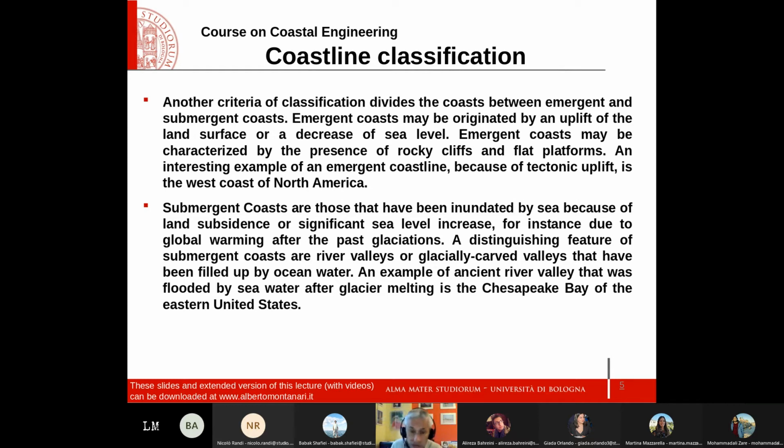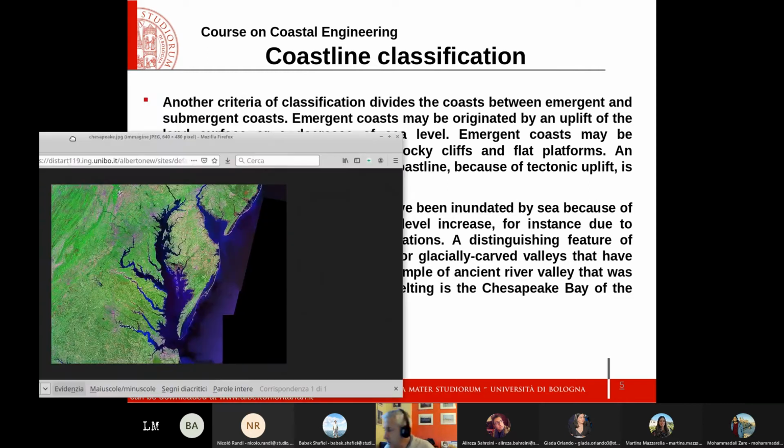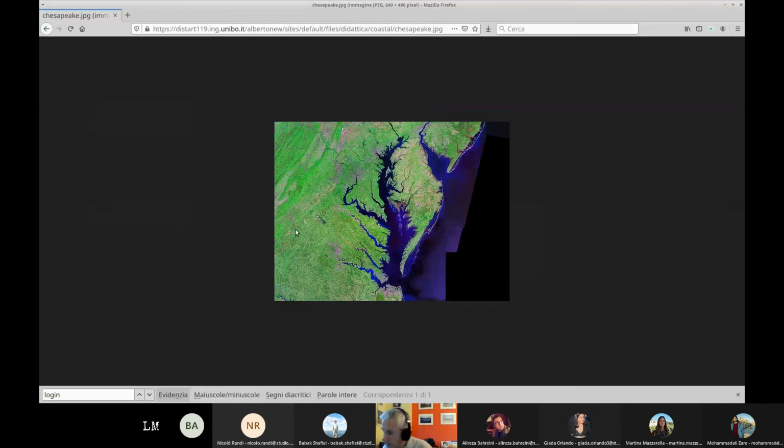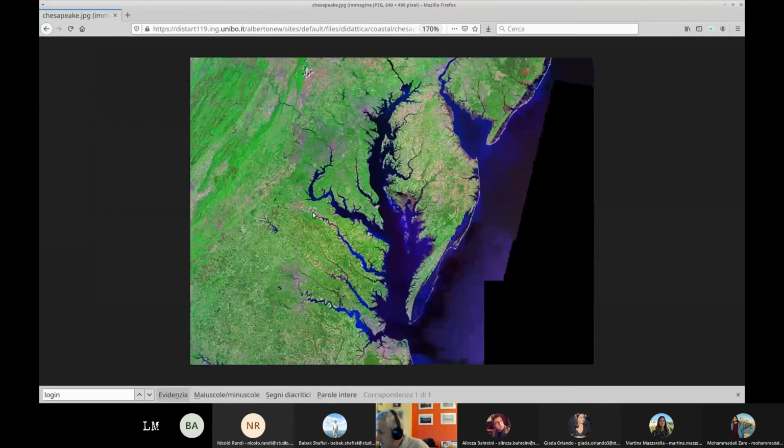An example, a very nice example of a submerged coast is given by this picture. Let me show it to you. It's again on my website. This is the Chesapeake Bay in North America. And you see that it looks like a gulf. Actually, this is a submerged coast. It was submerged by sea level rise after the last glaciation.